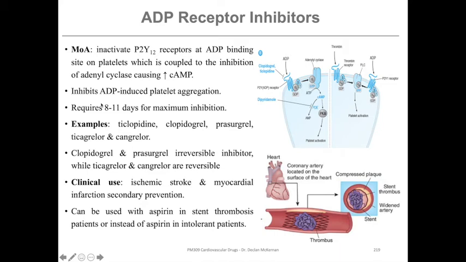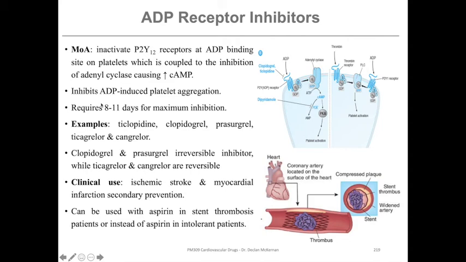ADP receptor inhibitors inactivate the P2Y12 receptors at ADP binding sites on platelets. This is coupled to the inhibition of adenylyl cyclase, causing an increase in levels of cyclic AMP. These inhibit ADP-induced platelet aggregation, as is shown in the diagram in the top right.